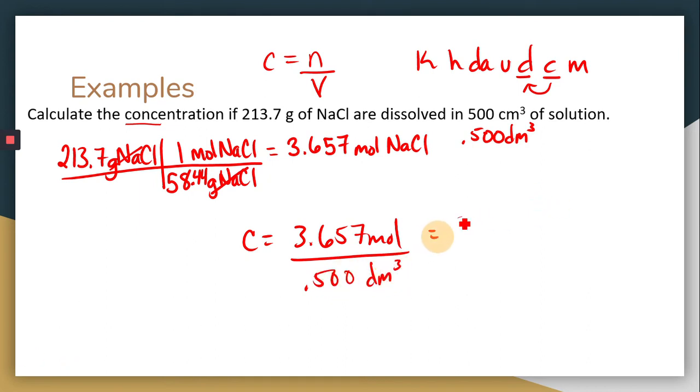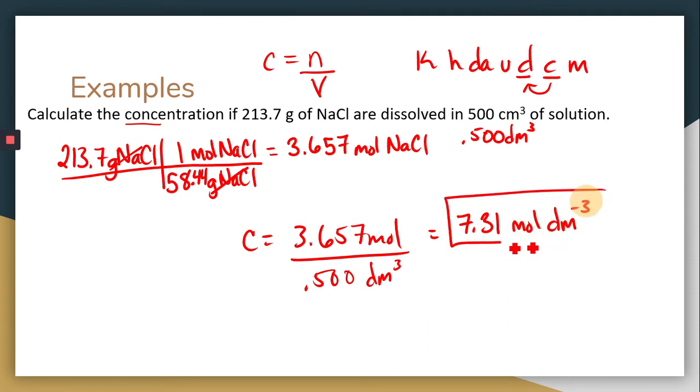And we have a concentration of 7.31 moles per decimeters cubed. Notice we're using that negative sign to show that the volume is in the denominator.